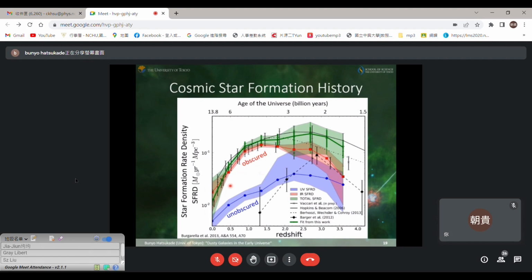So we can see that the significance of the star formation in the early universe is hidden by dust, especially the universe in the past, about 10 billion years ago or more. So in order to understand the true star-forming activity, we need to observe both unobscured and obscured activity using long wavelengths.